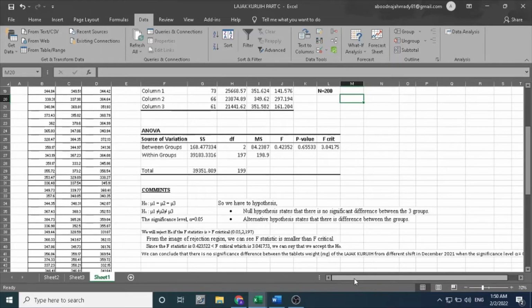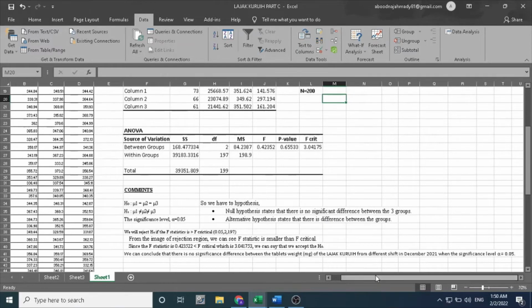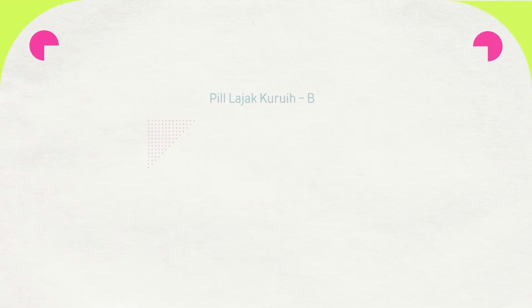So we conclude that there is no significant difference between the tablet weight in mg for the tablet B from different shifts in December 2021, when the significance level is 0.05.